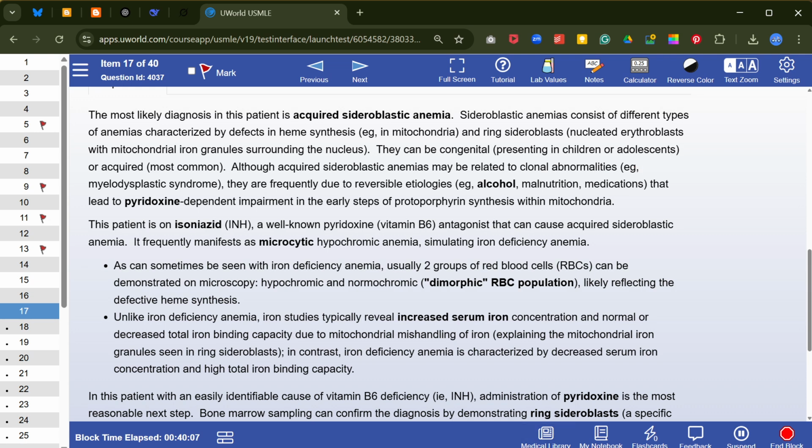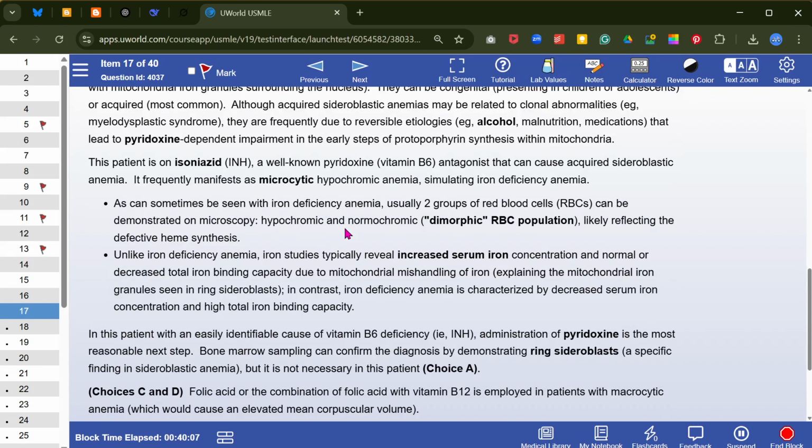Unlike iron deficiency anemia, iron studies typically reveal increased serum iron concentration and normal or decreased total iron binding capacity due to mitochondrial mishandling of iron, explaining the mitochondrial iron granules in the ring sideroblasts. In contrast, iron deficiency anemia is characterized by decreased serum iron concentration and high TIBC.